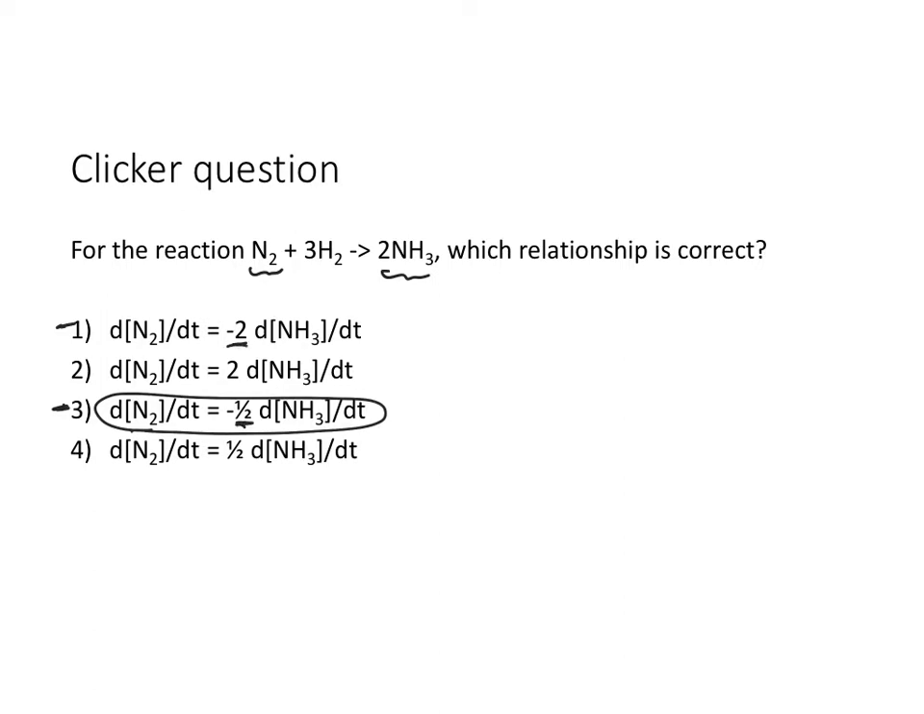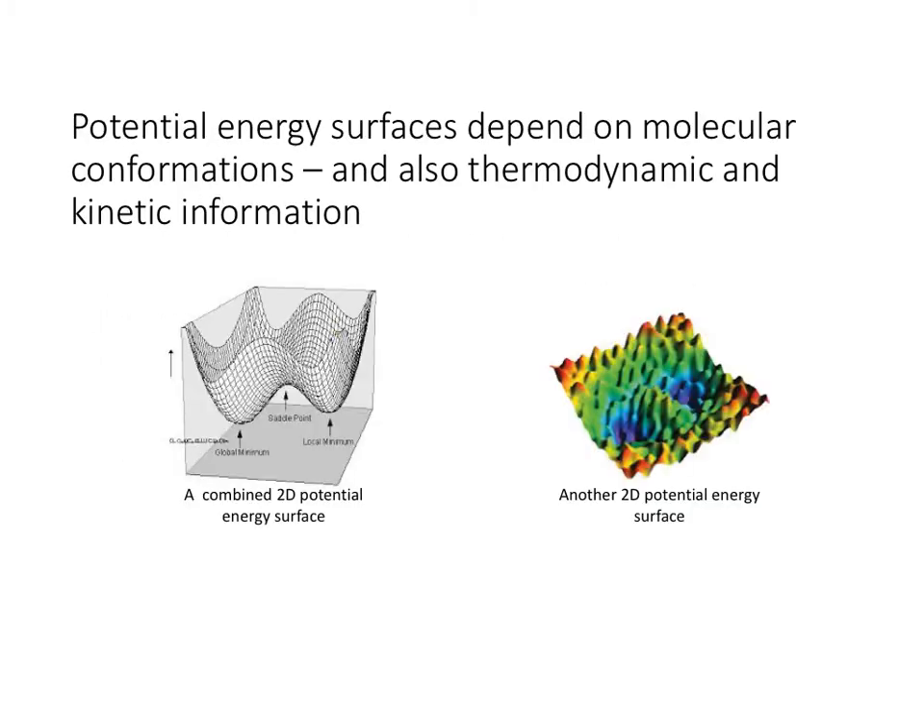Okay, so here's the way that I would think about it. For every 1 mole of N2 that is being consumed, 2 moles of NH3 are being produced. Therefore, the rate of NH3 production is twice as much as N2 consumption. Therefore, we would have to multiply by -1/2 in order for those two rates to be the same number. So that's why this one is the correct answer.